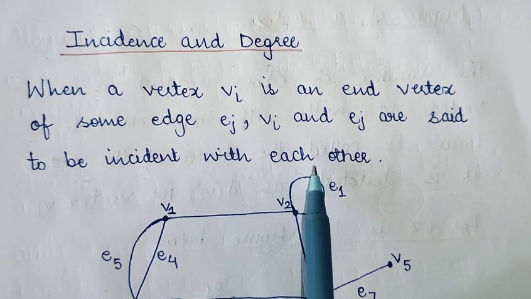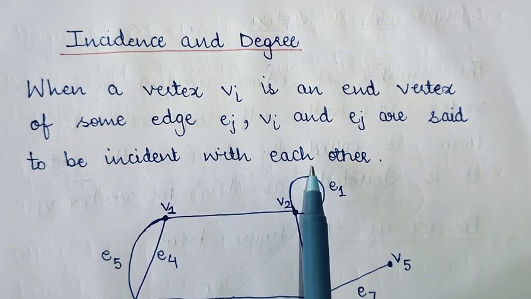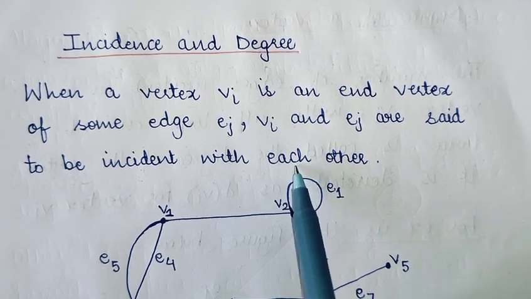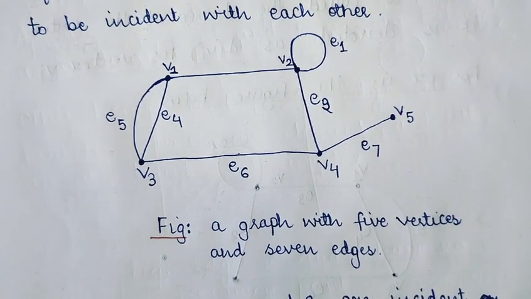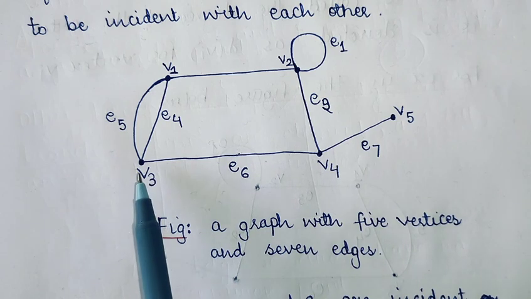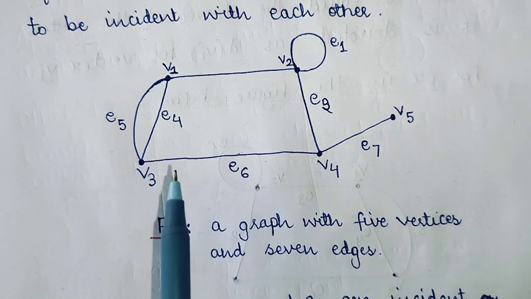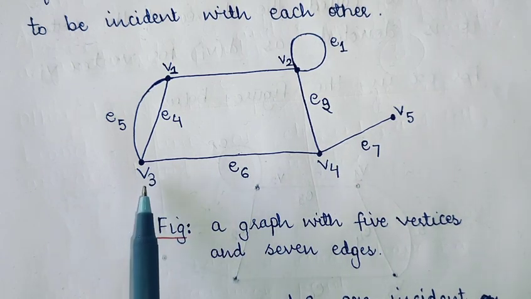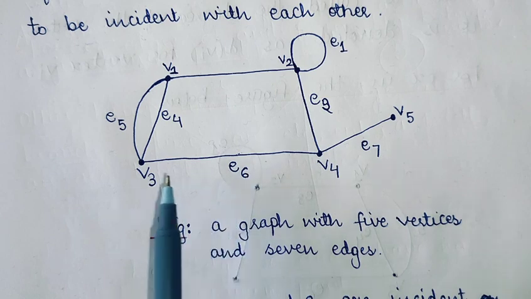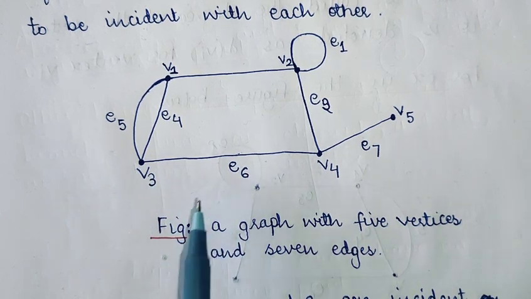And in simple language, whenever a vertex is associated with an edge, or whenever an edge is associated with a pair of vertices, then those vertices and that edge are said to be incident on each other. For example, here if we see a graph with 5 vertices and 7 edges, you can clearly see that vertex V3 is associated with edge E6. Or in other words, vertex V3 is an end vertex of edge E6. Hence, I can say that V3 and E6 are incident with each other.